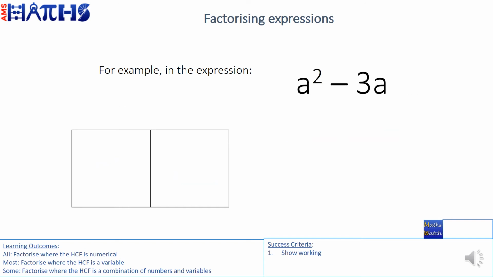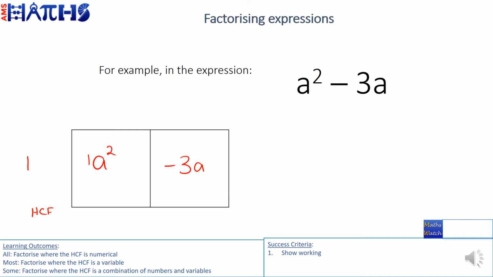In this question, we have a squared and minus 3a, so they will go in their respective boxes. Then we will find our highest common factor. Now, our number in front of a squared, we call it the coefficient. It's 1, so it's 1a squared. So we need to find the highest common factor of 1 and minus 3, and that is 1. Then a is common to both.